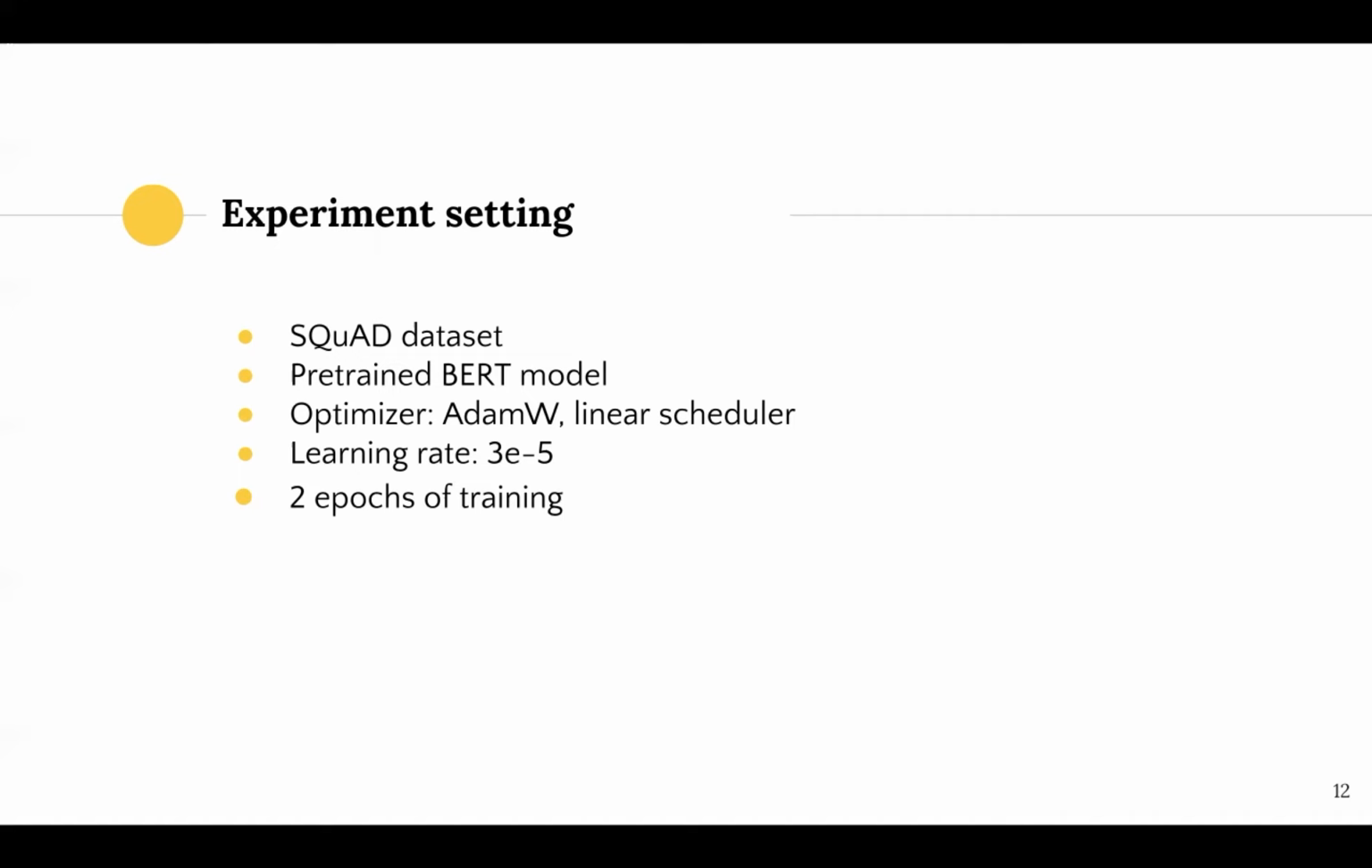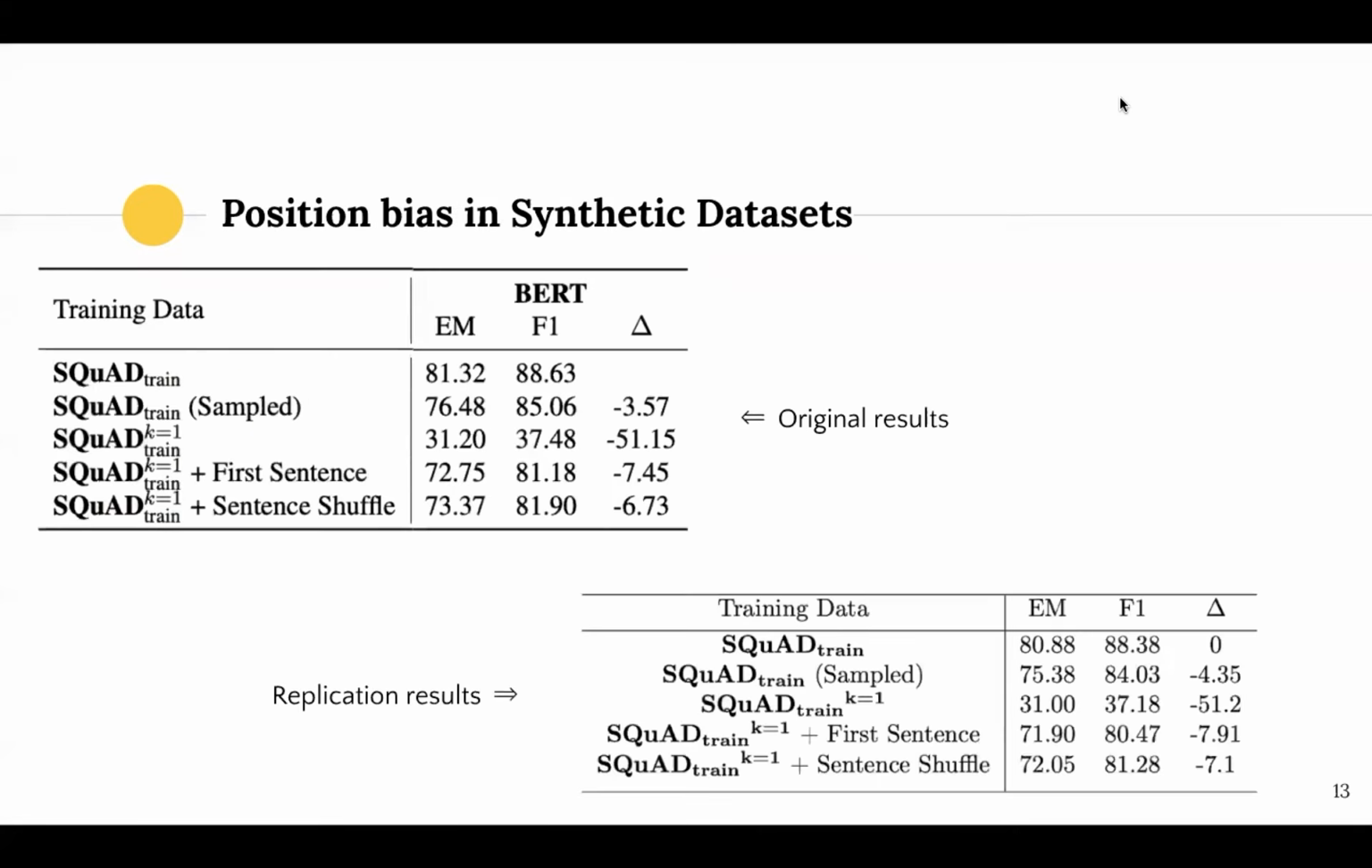Lastly, evaluation metrics are exact matching and F1 scores. Next, we move to replication results. We first replicated the part where they demonstrate the existence of position bias using bias training sets.